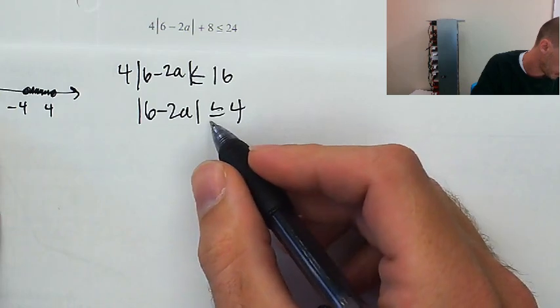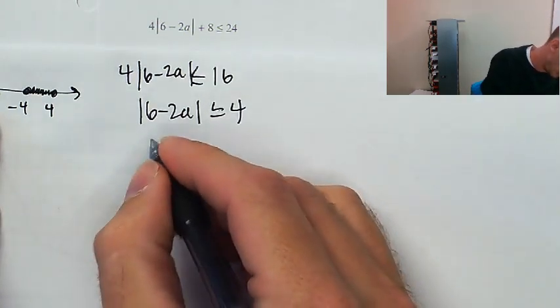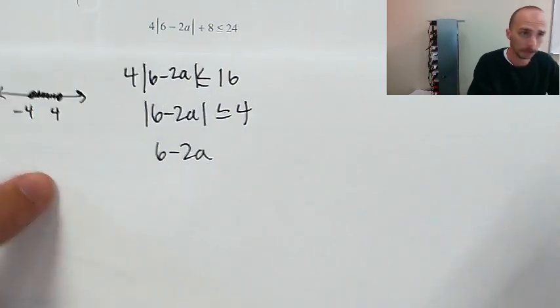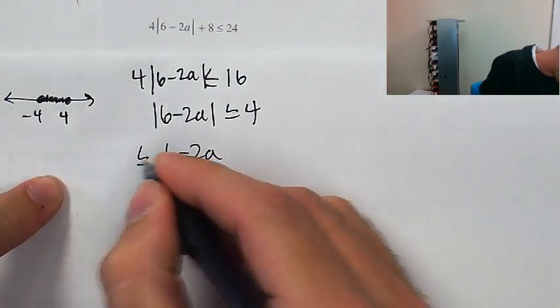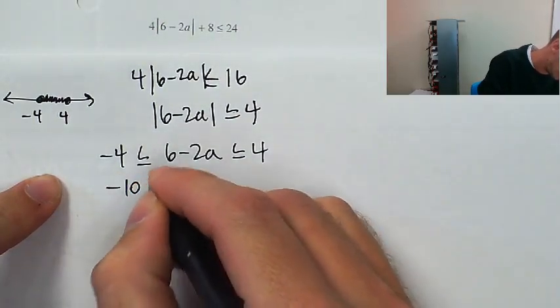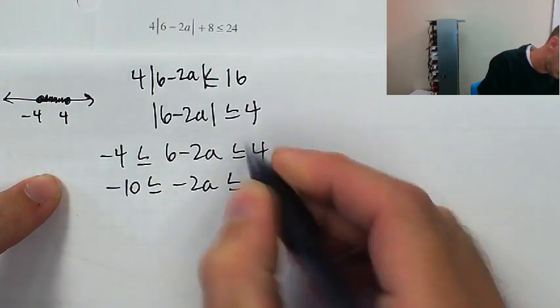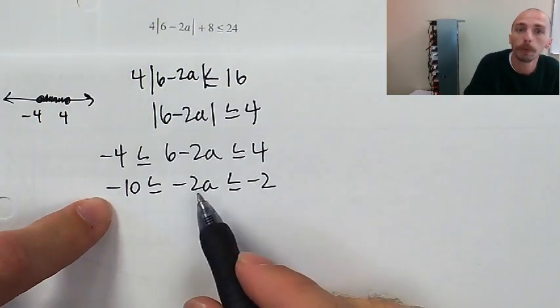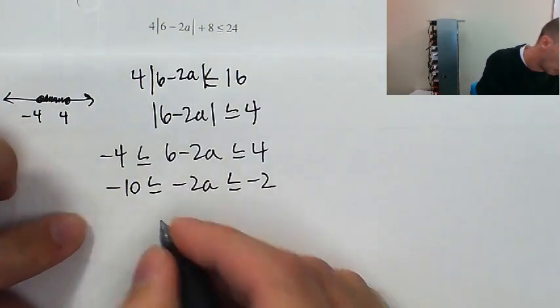And let's see. Oh, yeah, so 6 minus 2a, this number whose absolute value is less than or equal to 4, it's going to be stuck between negative 4 and 4. So I'm going to subtract 6, and then I'm going to divide both sides of both inequalities by negative 2, but remember that's going to reverse the direction of our inequality.